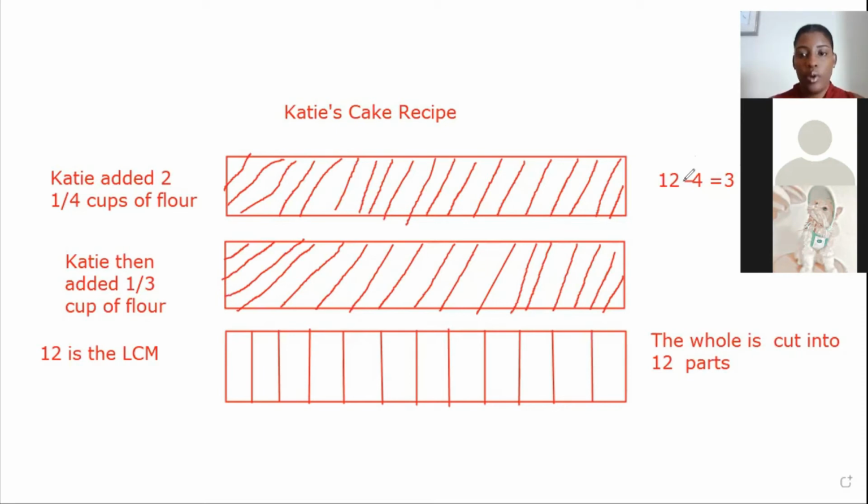So now we know that we must shade 3 parts. 12 divided by 4 is 3, so we're shading 3 parts. We can also write that down: a quarter of 12 is 3, so therefore we need to shade 3 parts.